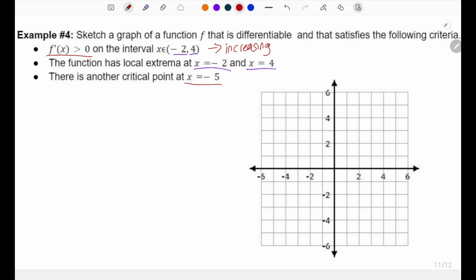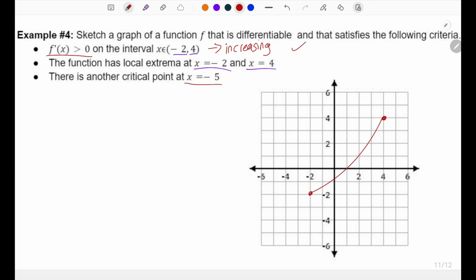So let's just start with the local extrema and the increasing interval. So what that's going to mean, if we're increasing from -2 to 4, it doesn't really matter where I start. So I'm just going to start down here and just go up. We could draw it as a line. We could draw it as a curve. Doesn't matter. We're going to go up to there. All right. So there I have fulfilled that first criteria. These are local extrema.